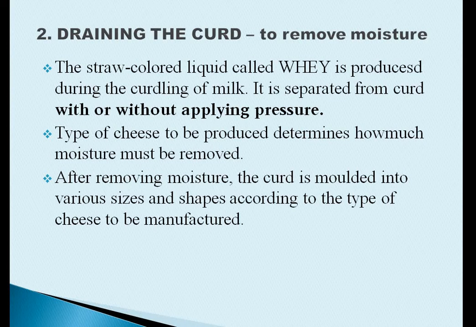Next is draining the curd, that means removing the moisture. The straw-colored liquid called whey is produced during the curdling of milk. It is separated from the curd with or without applying pressure. The type of cheese to be produced determines how much moisture must be removed. After removing moisture, the curd is molded into various sizes and shapes according to the type of cheese to be manufactured. That is left to the individual; we can see square shapes, round shapes, and triangle shapes in the different types of cheese we get from the market.